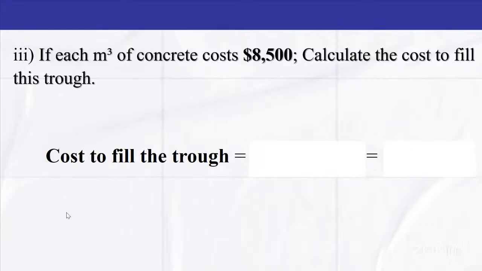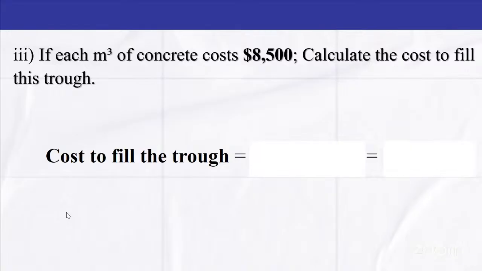to make the trough? Can you calculate the cost to make that trough? So we know the cost of the concrete. It costs $8,500 per cubic meter. And we need 0.208 cubic meters of concrete in order to make the trough. All right. So what will it cost me to make the trough? I know the cost for the concrete and I know how much I need. How do I calculate the cost to make the trough?